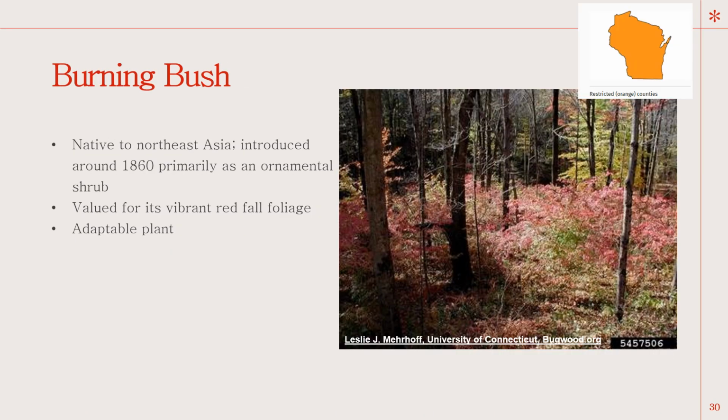Burning bush, native to Northeast Asia, was introduced primarily as an ornamental shrub. It is really valued for its vibrant red foliage. That's where it gets its common name from. And this is really an adaptive plant, so it can grow in all varieties of habitats. So it's not going to be limited to one specific, like dry upland forest. This is more of an up and coming species, I'd say, for Door County. At least it's still used in the landscape and it's still available, but I'm starting to see a little more here and there in our natural areas.